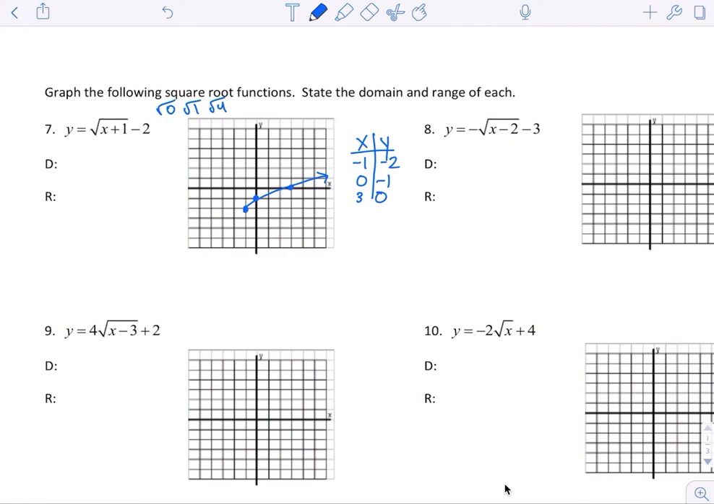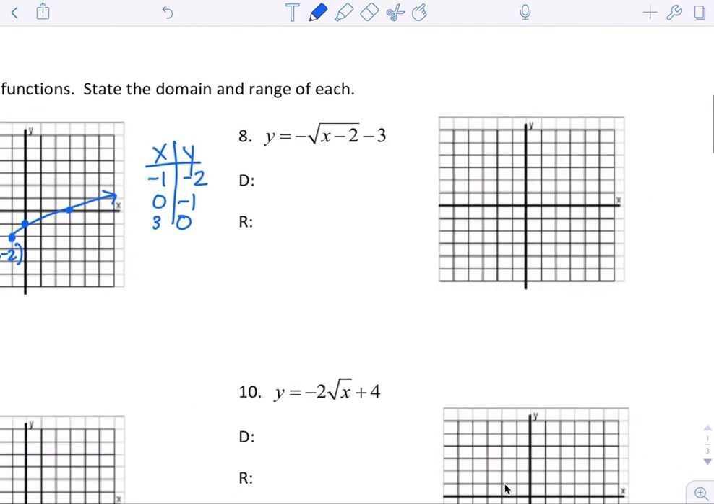Domain: how far left does this graph go? Negative 1. How far right? Infinity. How low does it go? Negative 2 to infinity. Okay.